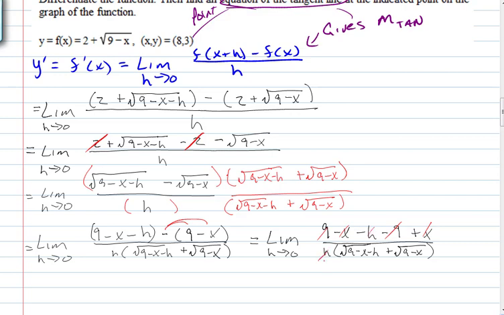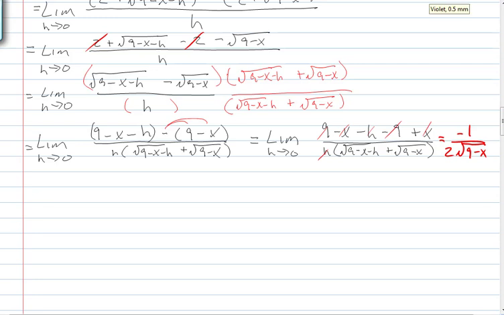Well, that h is going to cancel with that h, and when we use direct substitution here, we get negative 1 over 2 square roots of 9 minus x. So this is the derivative as a function of x. The instructions here, though, said to write an equation of a tangent line. To get an equation of a tangent line, we need two things. We need a point and we need a slope.